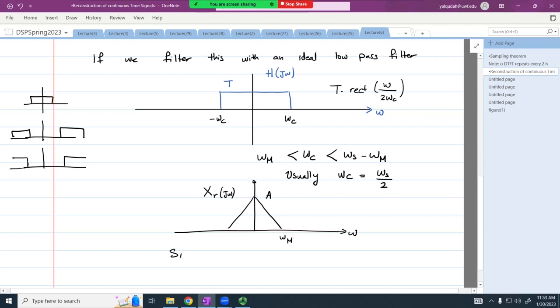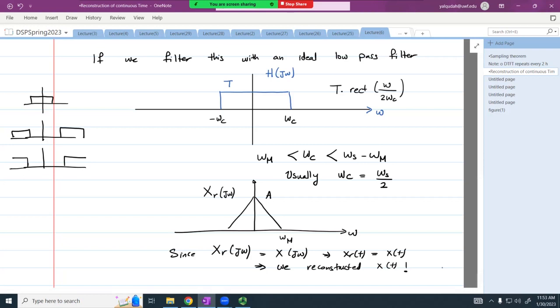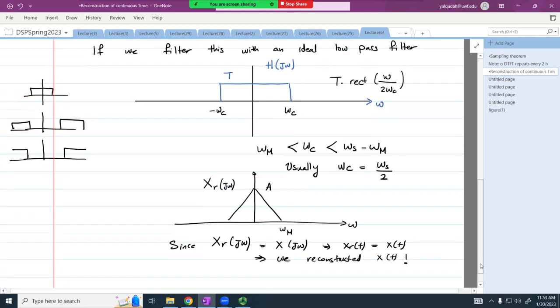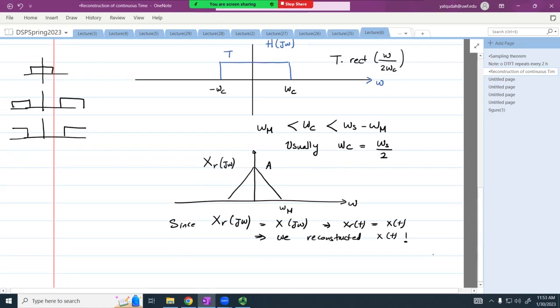So since X recovered of j omega equals X of j omega, then XR of t is going to equal X of t. Therefore, we reconstructed X of t. Now we call this an ideal filter. We're going to see why this is an ideal filter, and then we're going to see what's practical and how to do it in real life.